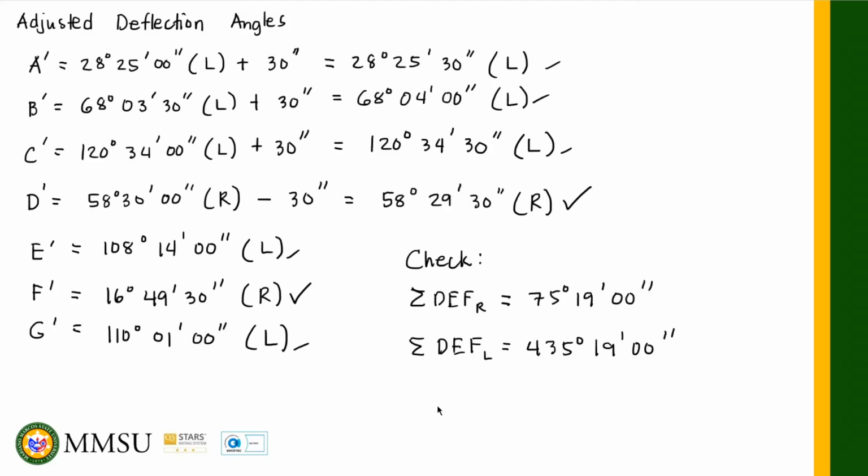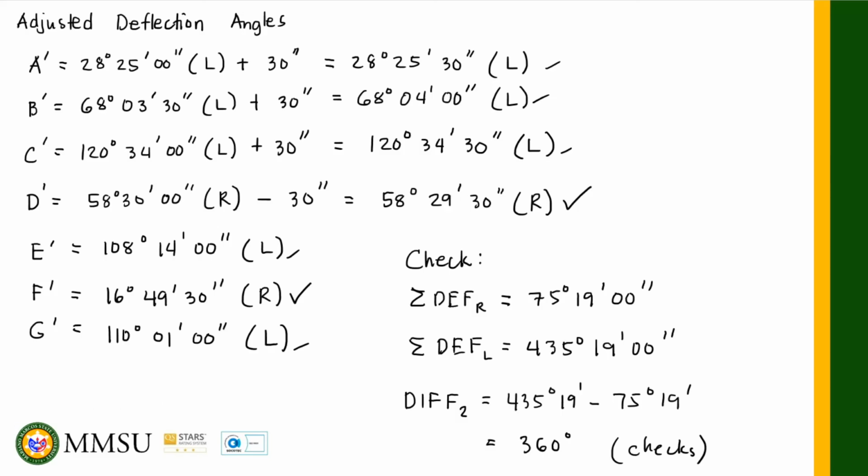Okay, and if we subtract the two, we denote this as the difference. If we subtract the 435 degrees, 19 minutes minus 75 degrees, 19 minutes, we should come up with the required difference of 360 degrees. And this one checks out with the geometric relationship between the angles. Okay? So this is now our adjusted deflection angles.